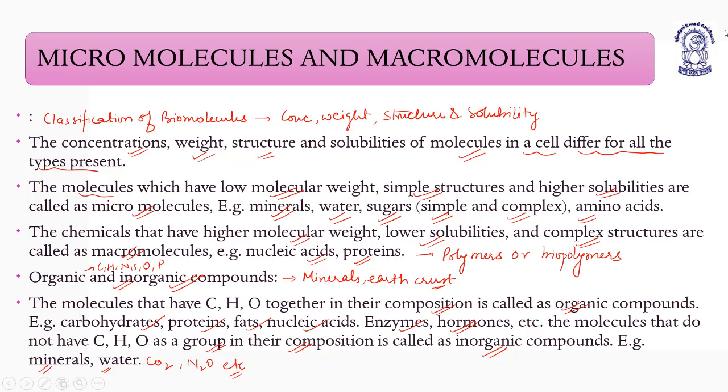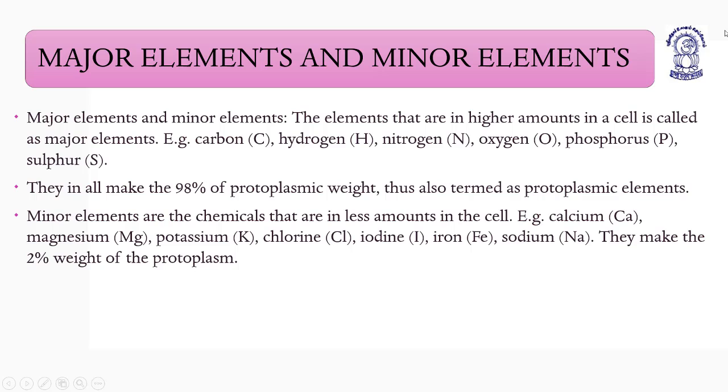Now coming to next, major elements and minor elements. Major elements and minor elements are categorized as the elements whose concentration in the cell is higher. They are known as major elements, like carbon, hydrogen, nitrogen, oxygen, phosphorus, sulfur. They are major elements because they are abundantly found in the cellular cytoplasm.